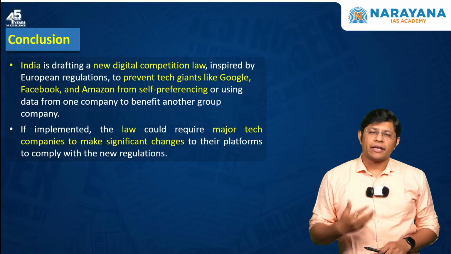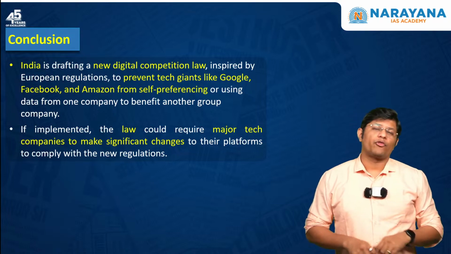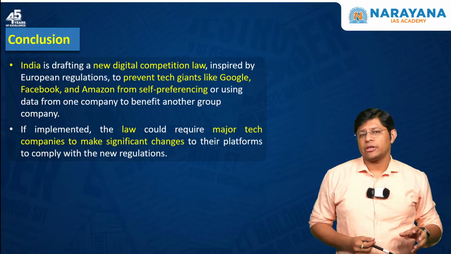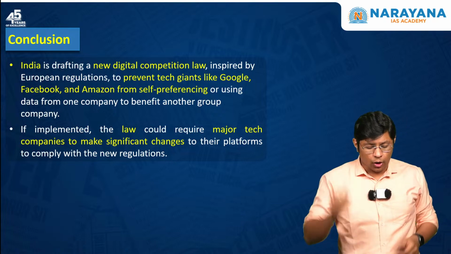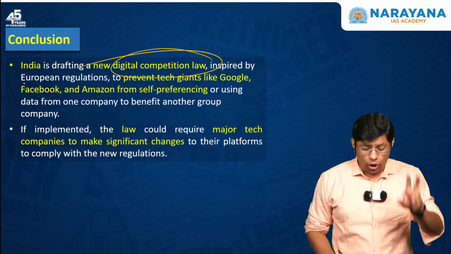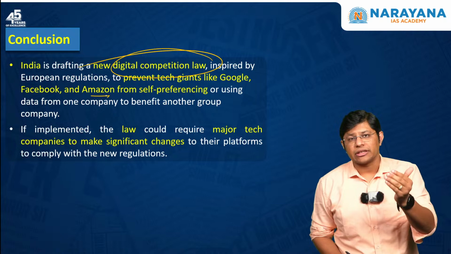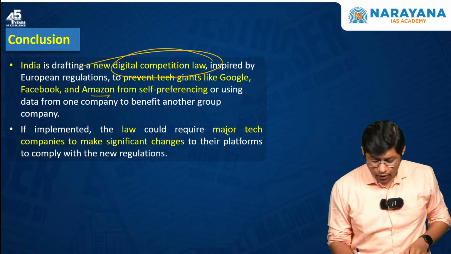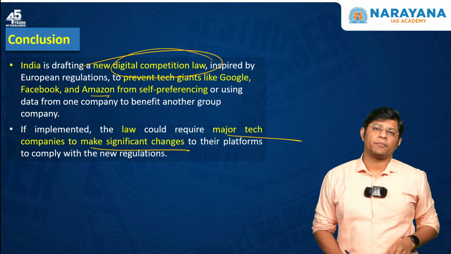Now, inspired by the European regulation, in order to curb big companies like Google from getting involved in anti-competitive practices, the European Union has drafted a law. Inspired by the European Union law, India is drafting a new digital competition law. This law will prevent tech giants like Amazon, Facebook and Google from self-preferencing, which means once this law comes into effect, the major tech companies will have to make significant changes on their platforms, right?